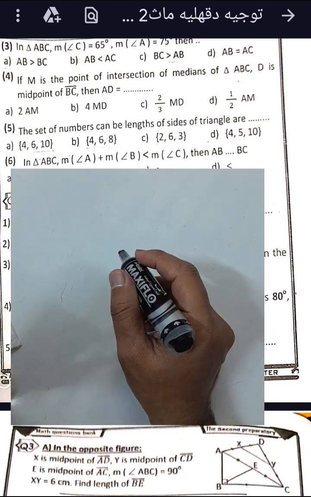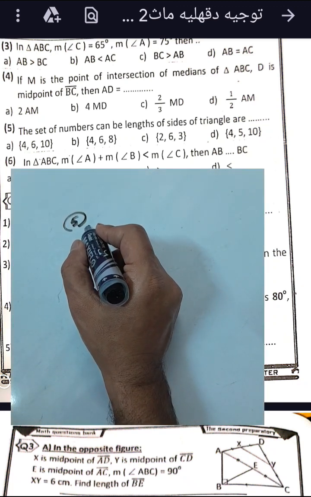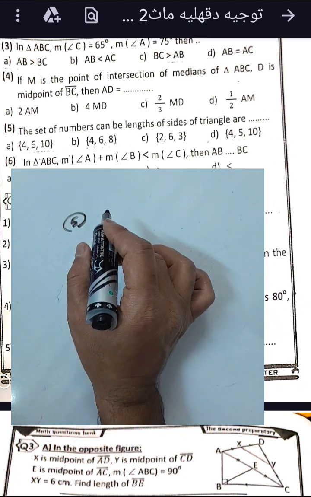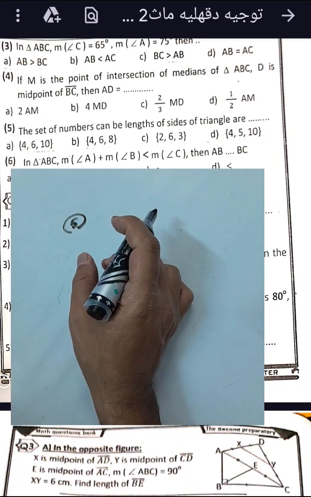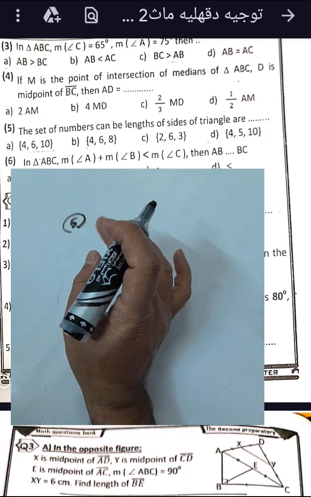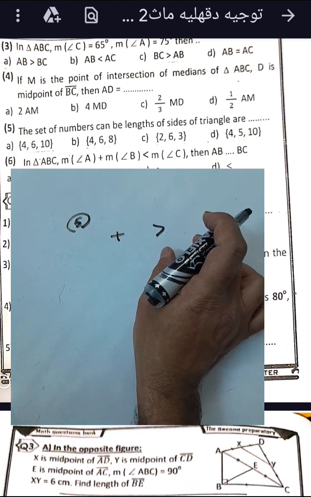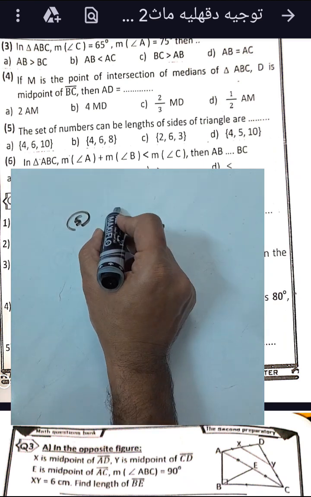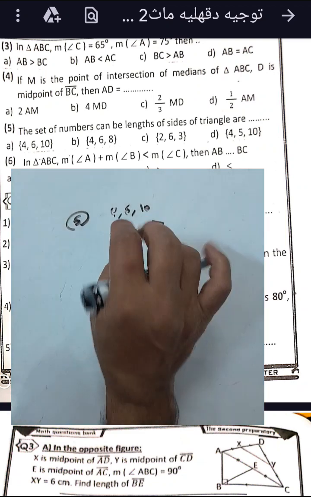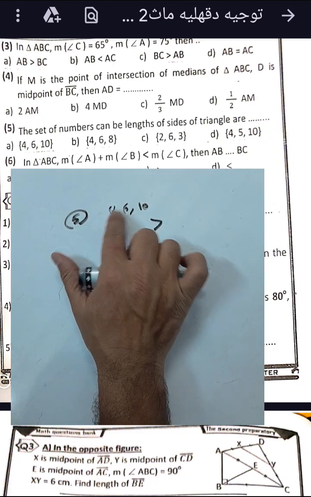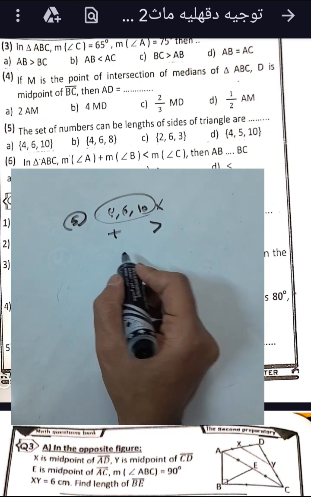Next question. Number 5. Which set of numbers can be the lengths of the sides of a triangle? We must find the difference between greatest and smallest. We have 4, 6, and 10. In any triangle, the sum of two sides must be greater than the third number. Is it true or false? 6 plus 10, 16 is greater than 4. But 4 plus 6 equals 10. So it's false. Letter A is false.